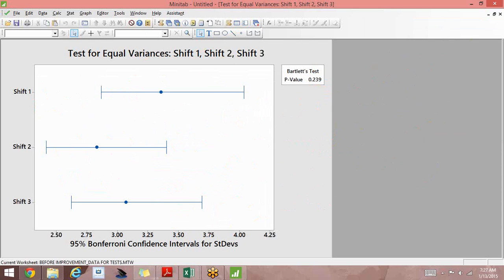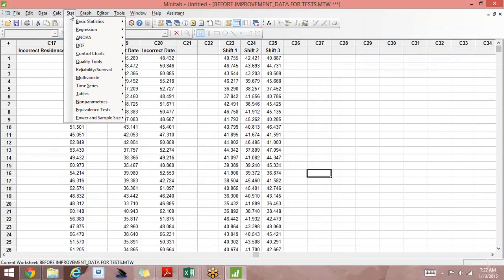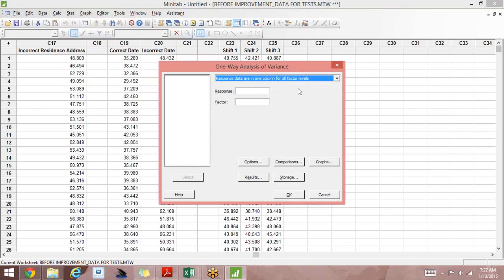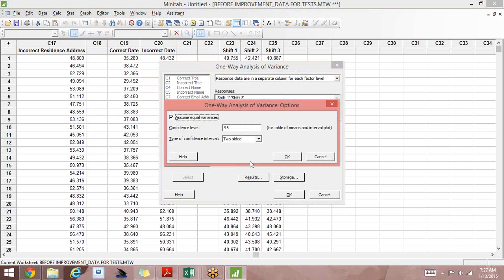If the variances are equal, then you go with one-way ANOVA. Let us do that. Sorry, let me select the pointer. I go back to the sheet. I go to Stat, ANOVA, One Way. Response data are in one column for all factors? No, they are in separate columns. So let me select shift 1 to this. Let me see whether there are any options to be selected. Not required. It's assuming equal variance. This is something that we have to select.